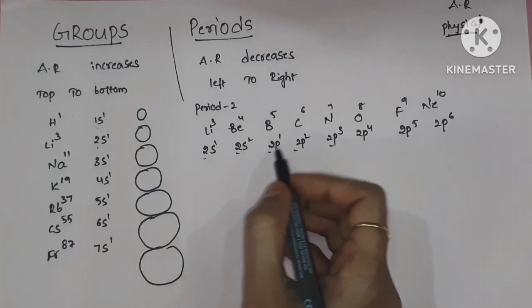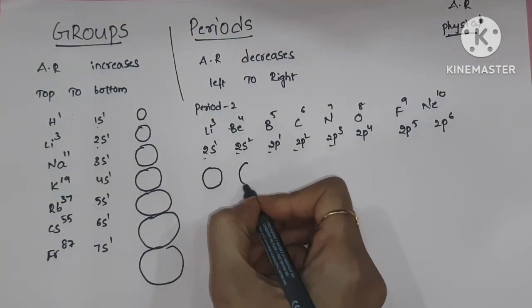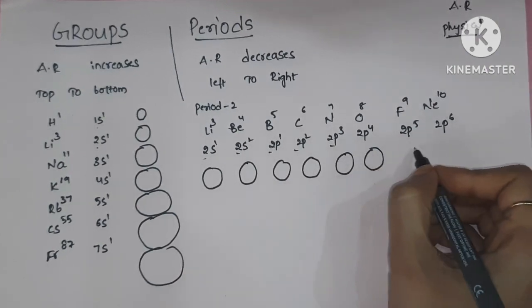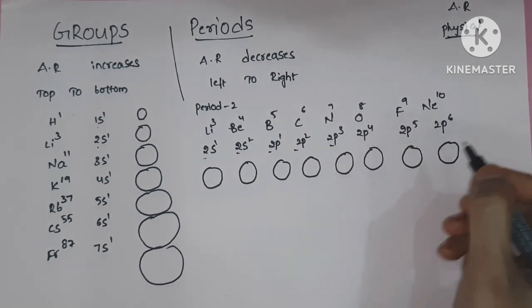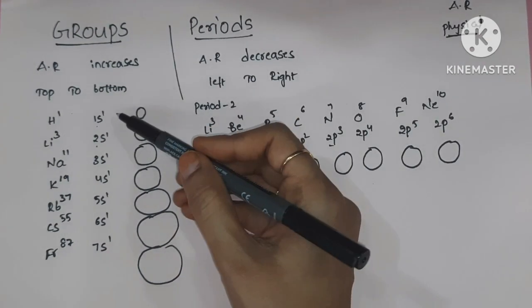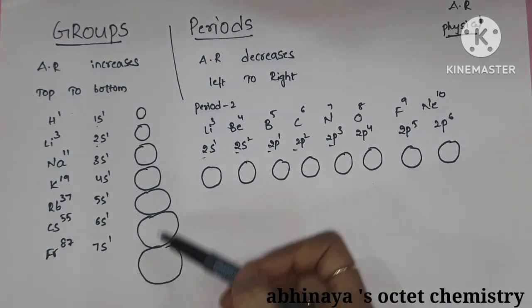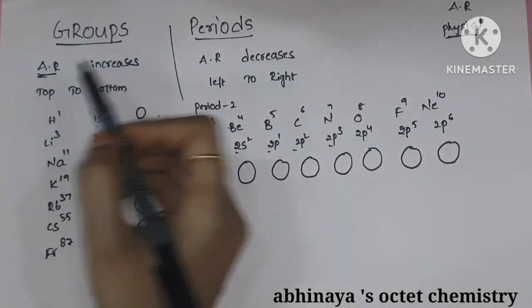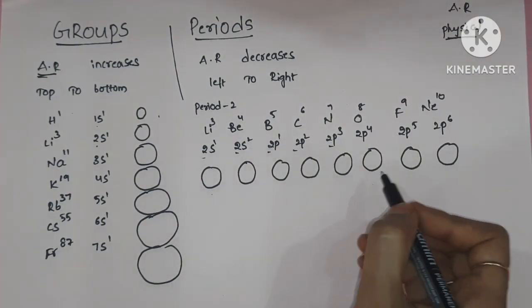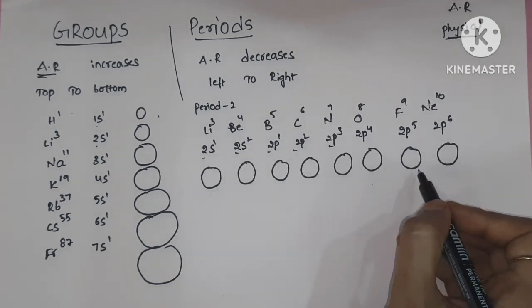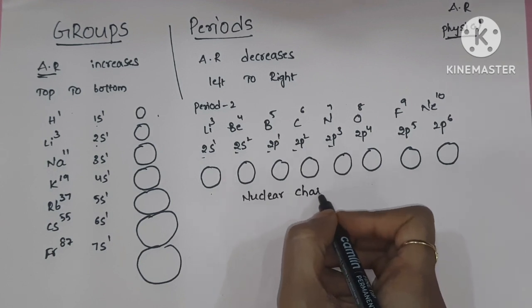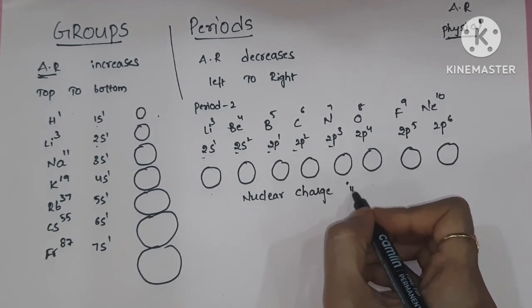But here the size remains the same from left to right. This is the big difference between periods and groups. From top to bottom the size increases, that's why atomic radius also increases from top to bottom. But here the size remains the same, which means the nuclear charge increases.